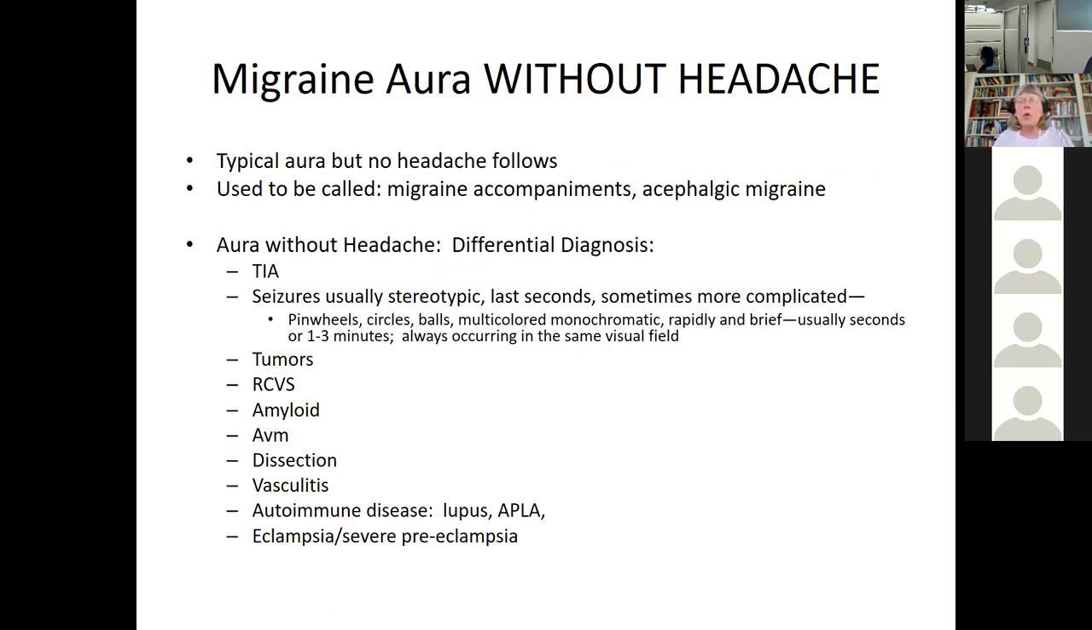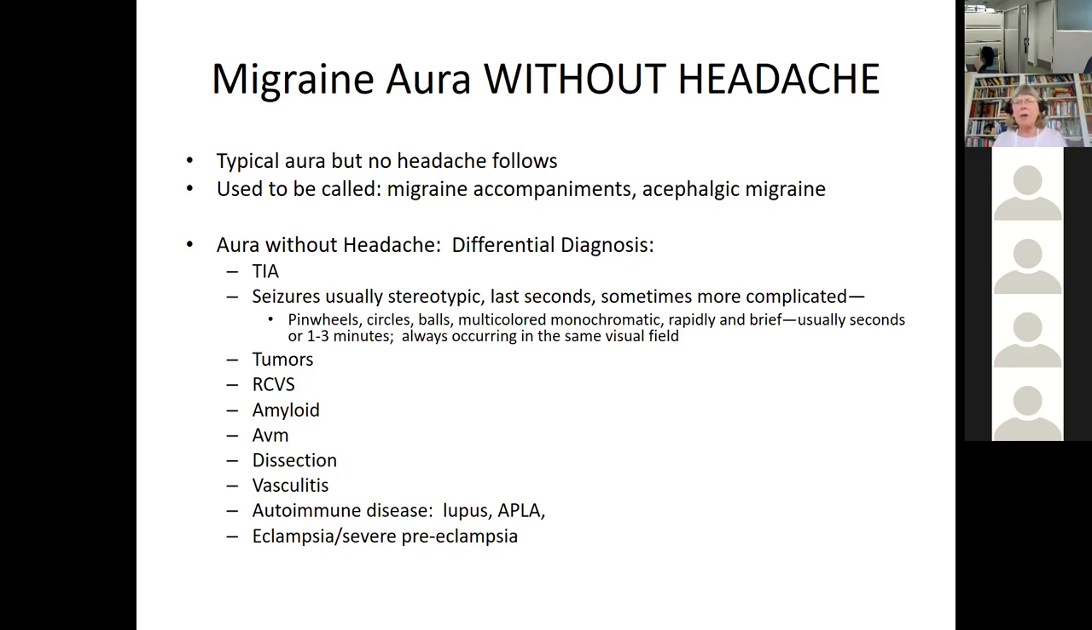And this is migraine aura without headache. So this usually is a typical aura, but no headache follows. It used to be called migraine accompaniments or acephalgic migraine, but we know that the proper terminology is migraine aura without headache. These are tricky, and in the differential diagnosis, you have to be really careful to be sure it's not a TIA. And we'll talk about how to differentiate an aura from a TIA. A seizure, and I'll show you how to differentiate an occipital lobe seizure. They're usually stereotypic, last seconds. They're a little bit more complicated, often pinwheels, circles, balls. I'll show you a couple examples.